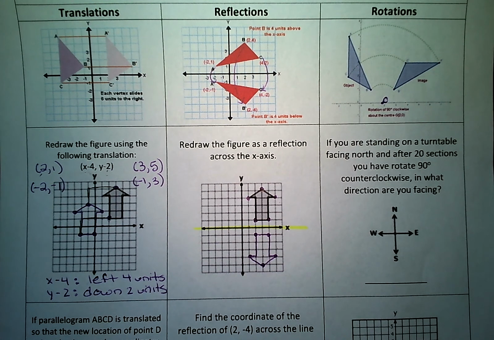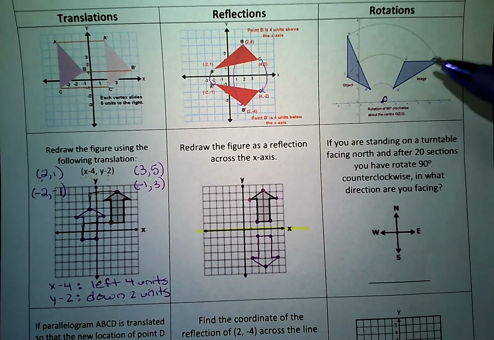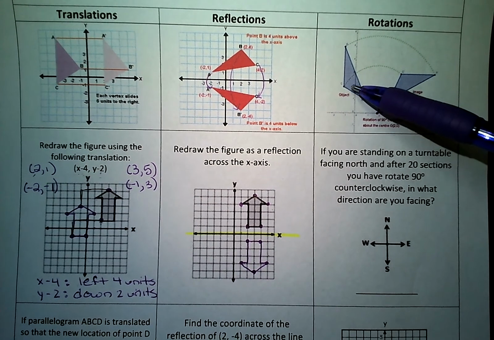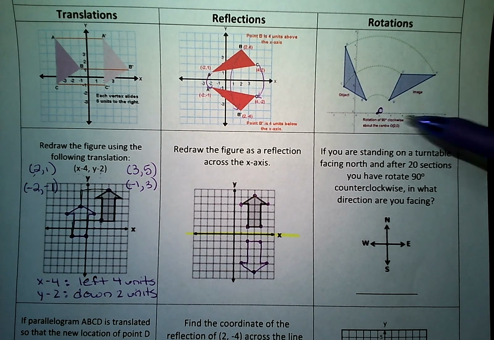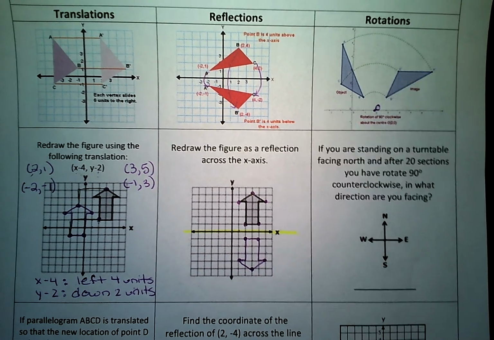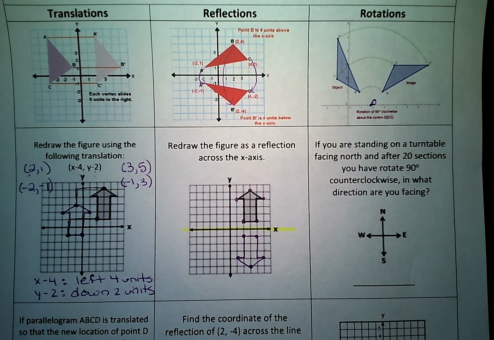Our final transformation to talk about is with rotations. Here, this image represents triangle ABC being rotated clockwise around this point O. A rotation is simply a turn.